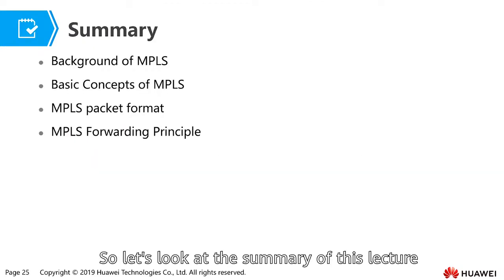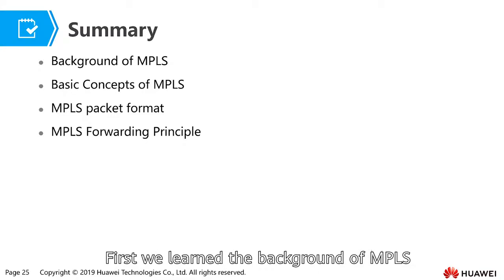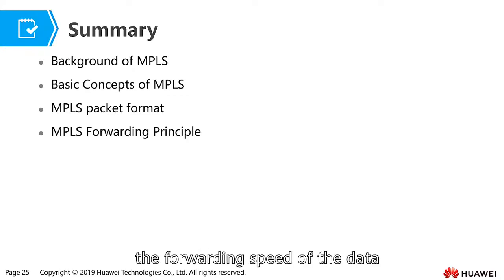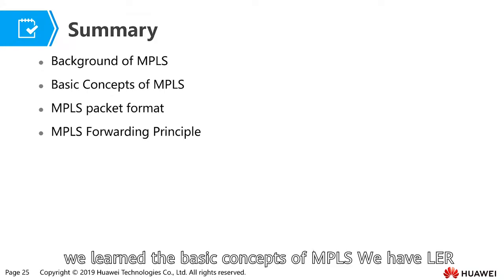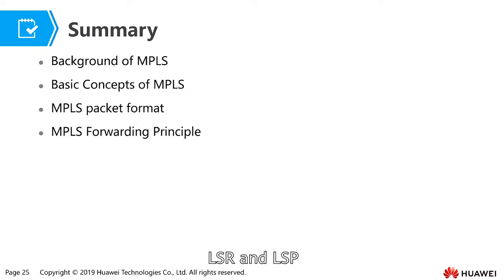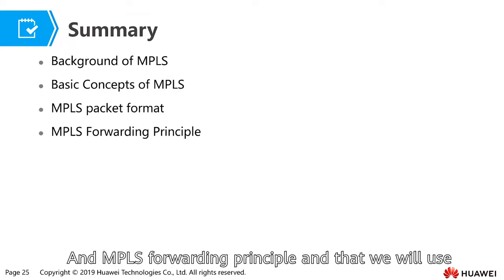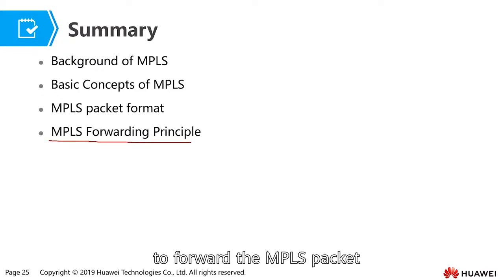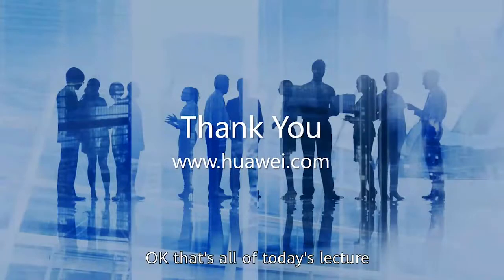So let's look at the summary of this lecture. First, we learned the background of MPLS. Why do we need MPLS? Because at the beginning, we wanted to speed up the forwarding speed of the data. Second, we learned the basic concepts of MPLS. We have LER, LSR, and LSP, the MPLS packet format, and the MPLS forwarding principle. We will search the label switching table to forward the MPLS packet. Okay, that's all of today's lecture.